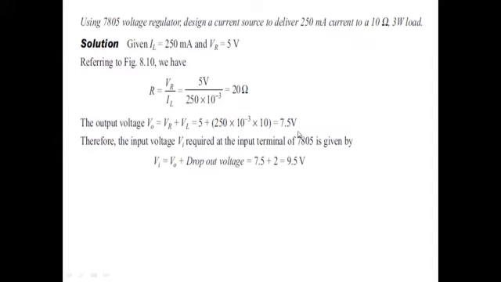You know the drop across your IC, that is equal to 2 volts. So 7.5 plus 2 will give you 9.5 volts. That is the input voltage to be fed to the circuit to have an output voltage of 7.5 volts. Yes. So this is a very simple problem. Just very simple calculations are used to determine your resistance when your 7805 IC is used as a current source.